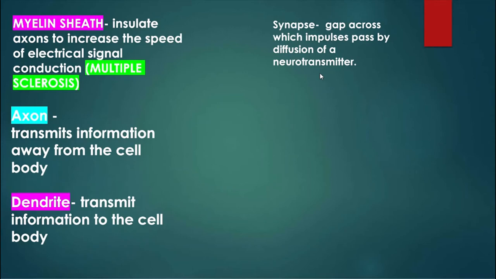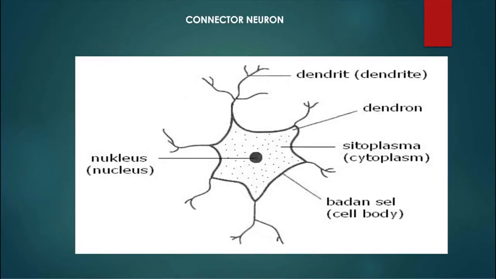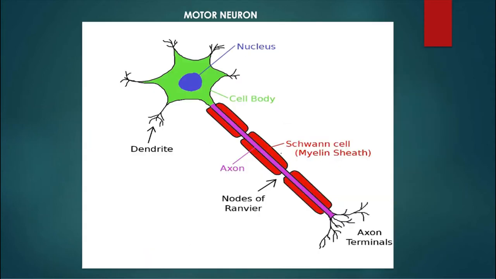Now let's look at the next neuron. We have the connector neuron or the relay neuron. This one only has a cell body. And then we have the dendrites here, the dendron and cytoplasm, cell body, and the nucleus. Let's look at the motor neuron. The motor neuron, we have the cell body at the head of the neuron. Now the impulses move from this side to that side, right? Because this is the axon, remember it moves the impulses away from the cell body.